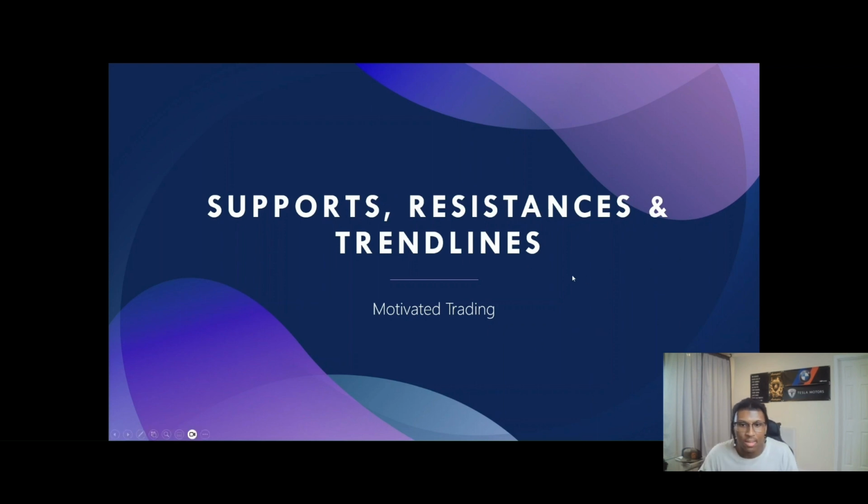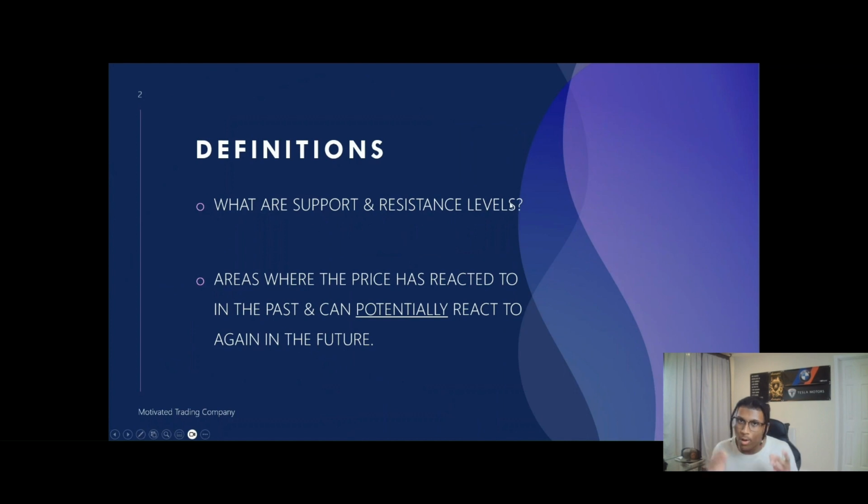All right. Now, definitions. Some quick definitions of really what they are. What are supports and resistance levels? They're areas where the price has reacted in the past and can potentially, keyword here, potentially react again in the future. Remember, in trading, nothing is absolute, okay? It's all about probabilities, which is why we try and find the highest probability setups.